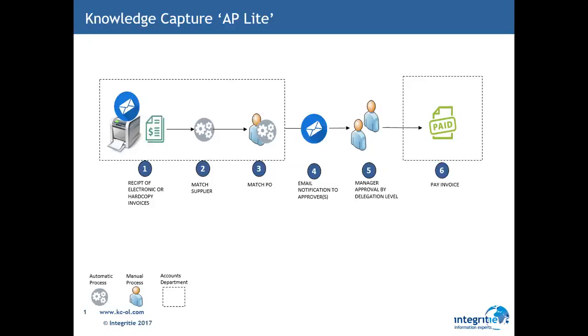So we would send an email notification to either the team leader or perhaps a manager, and they would then be prompted to log into the system to validate any invoices within their delegation level. Finally, the accounts team would take charge of the process again and pay the invoice on stage 6.